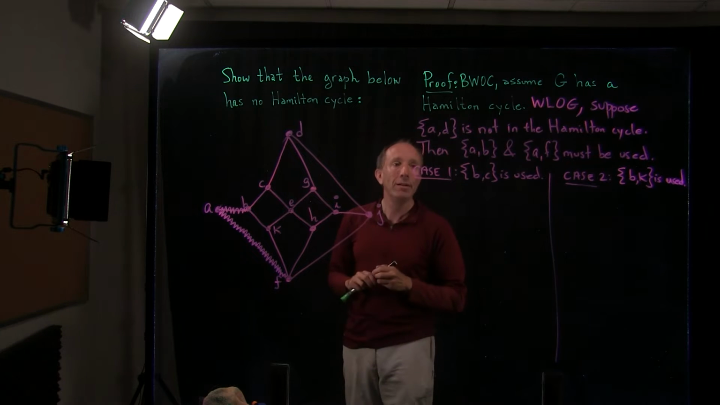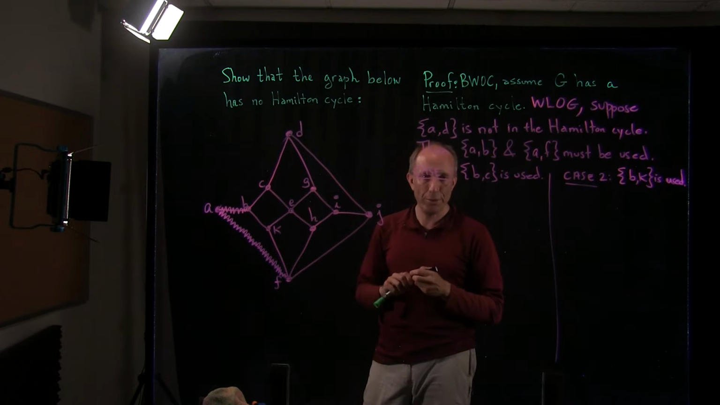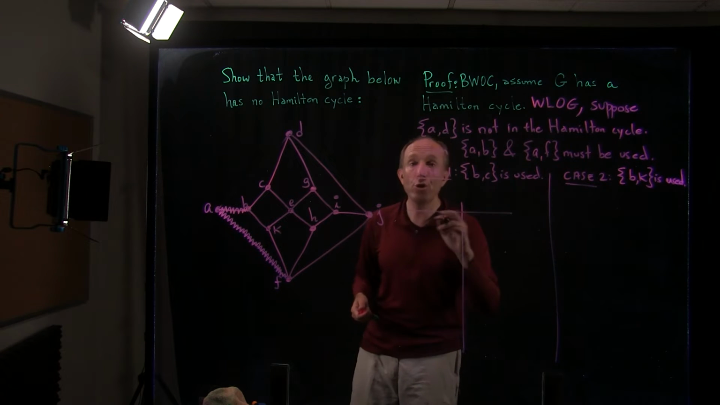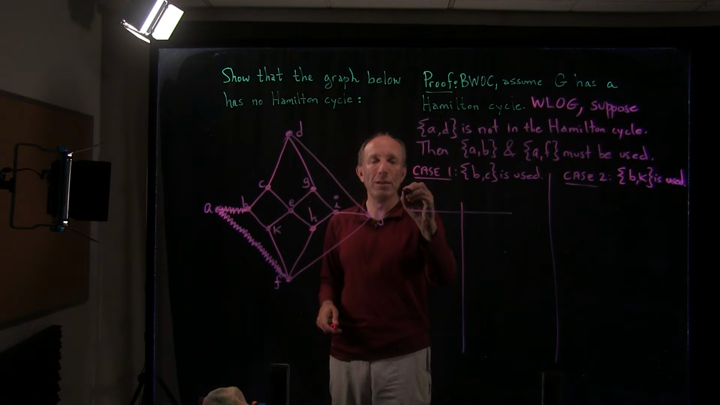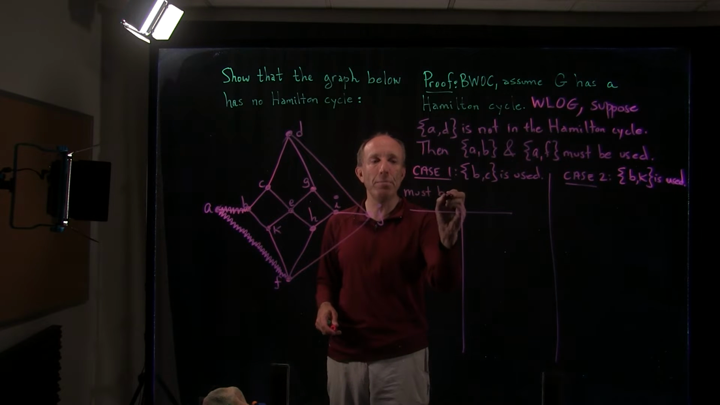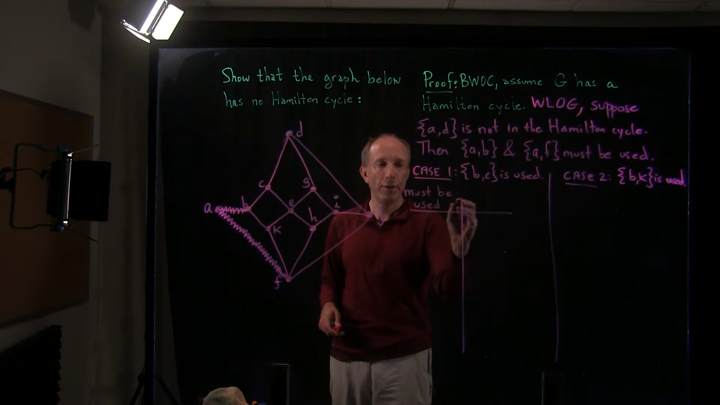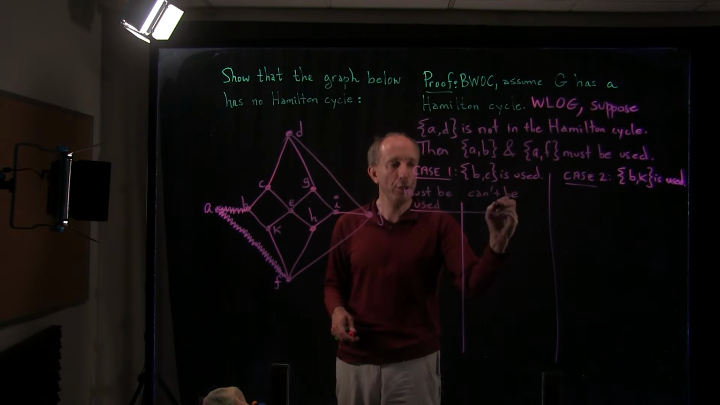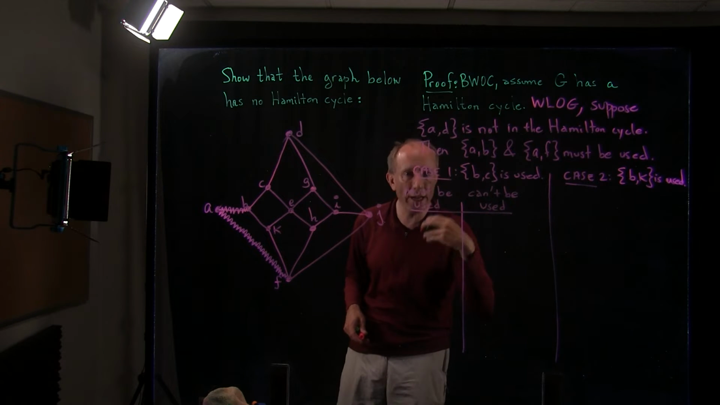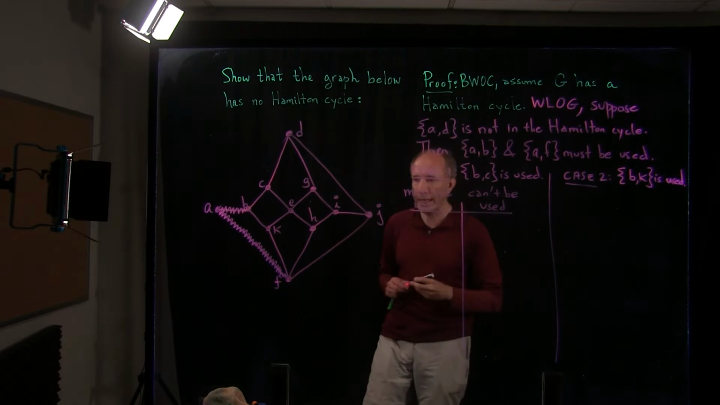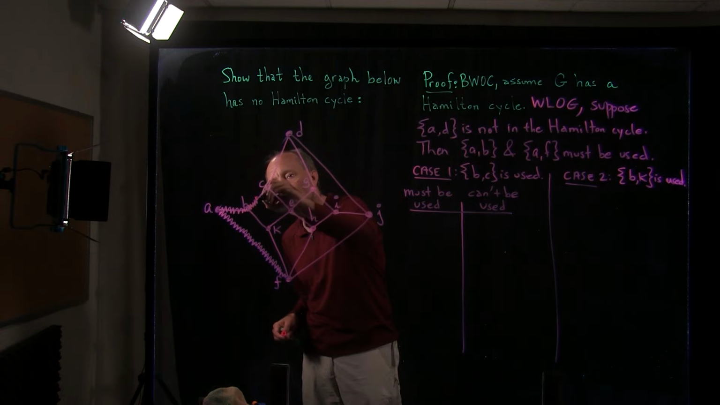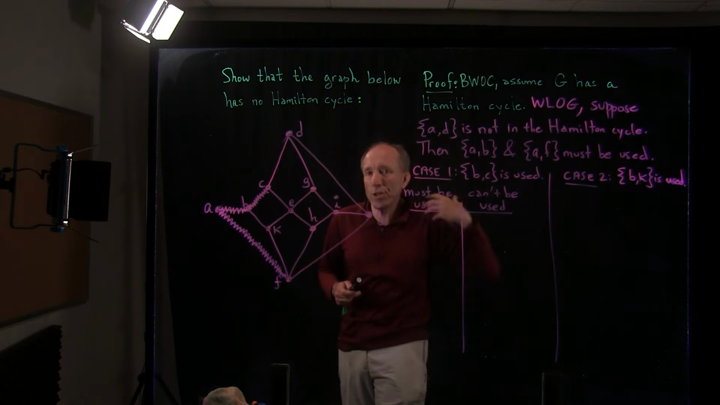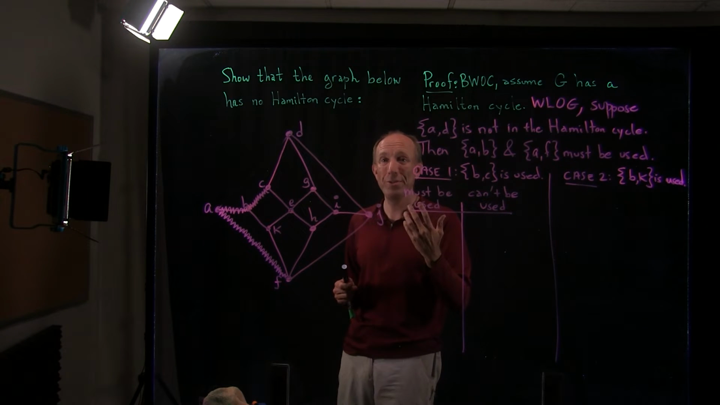In case 1, I'm assuming that BC is used. I'm now going to proceed, within this case, to make 2 columns, with one column being edges that must be used and another column with edges that can't be used. So we're going to just methodically go through the reasoning here. If we must use BC, let's assume that BC is used. That sets off a chain reaction of other conclusions.